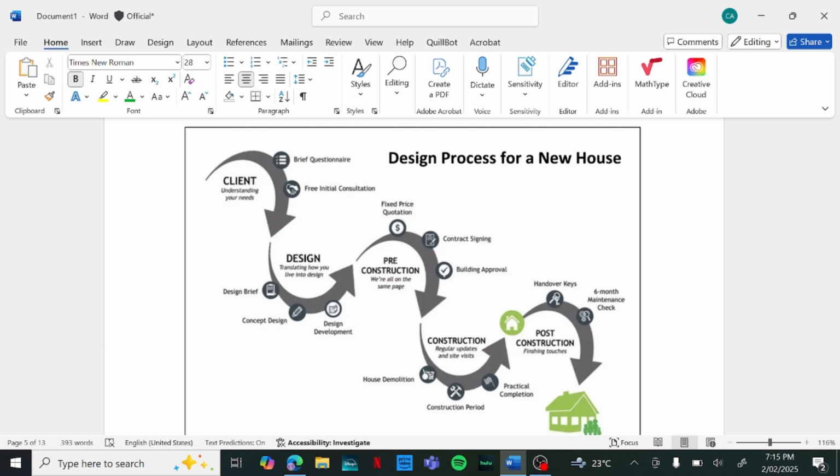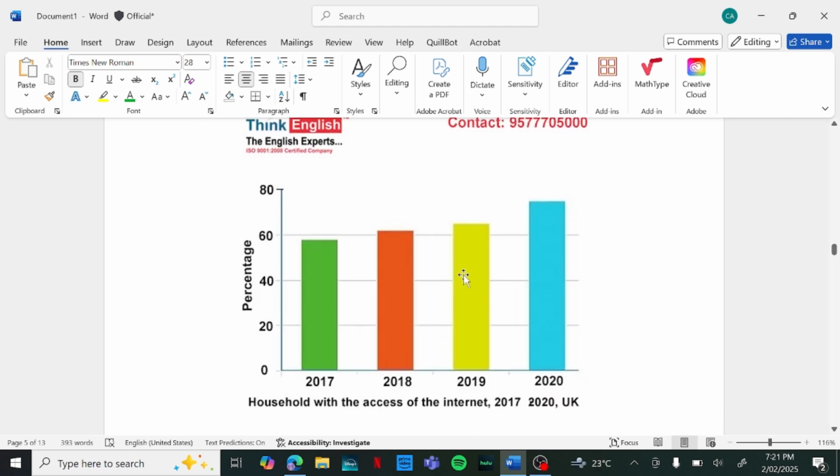With describe images, you don't have to take your notes and marker and note anything down. Everything that you need to talk about is already on your screen. Now let's look at another example of a describe image question type.